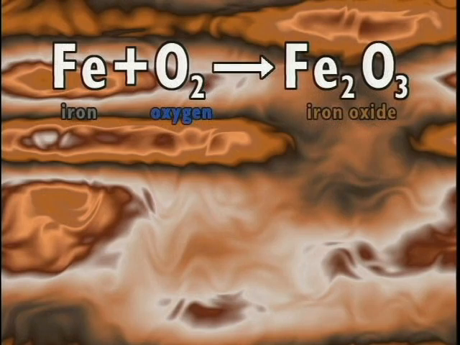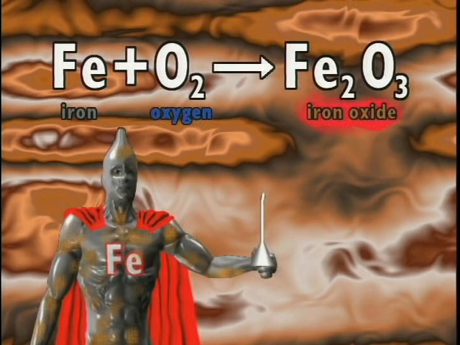Here's a harder one. This equation is the reaction between iron and oxygen that forms iron oxide, or rust. The equation says that iron and oxygen combine to yield a compound that has 2 iron atoms and 3 oxygen atoms.